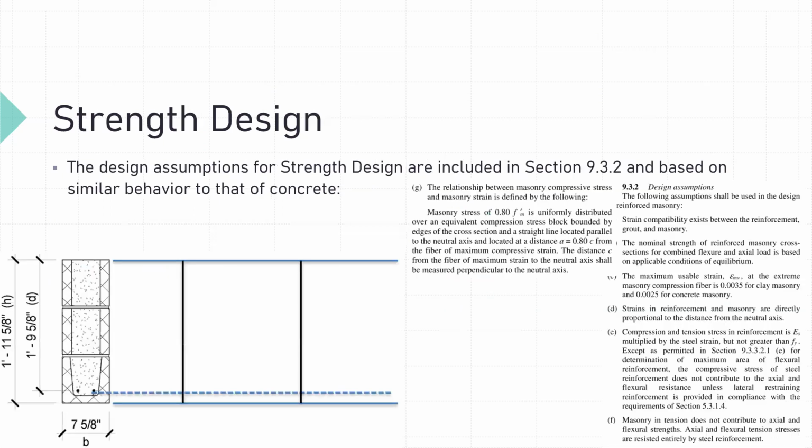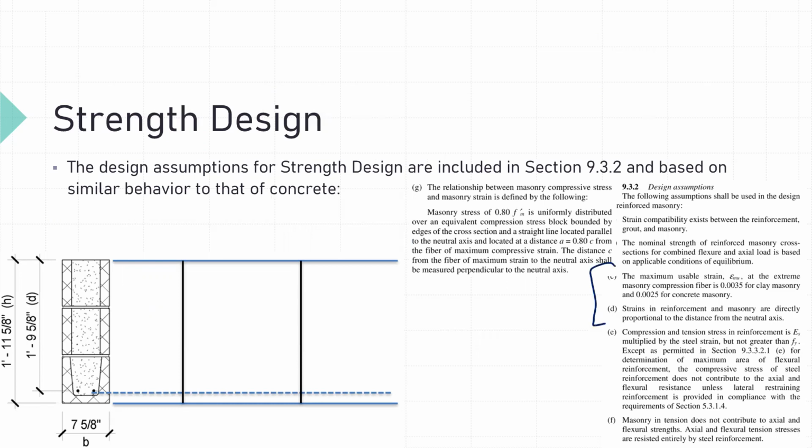And so with strength design, all of our design assumptions are conveniently located in one place, which is Section 9.3.2. This is everything we need to know to develop our stress and strain diagrams and to solve for our flexural capacity. So we'll draw those out, and I can go through some of these provisions. It says strain compatibility exists between reinforcement, grout, and masonry. Nominal strength of reinforced masonry cross sections for combined flexure and axial load is based on applicable conditions of equilibrium. And then here's where we're going to draw our strain diagram.